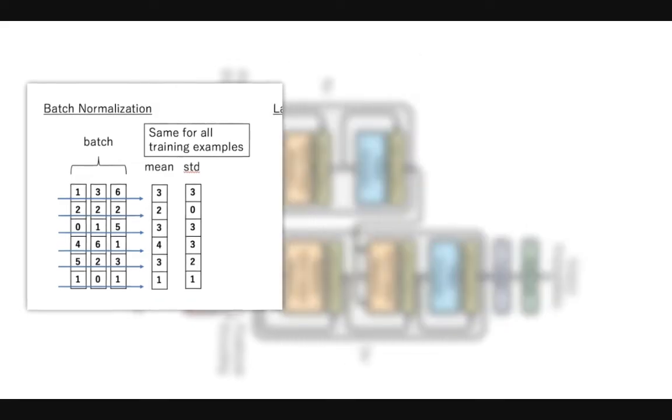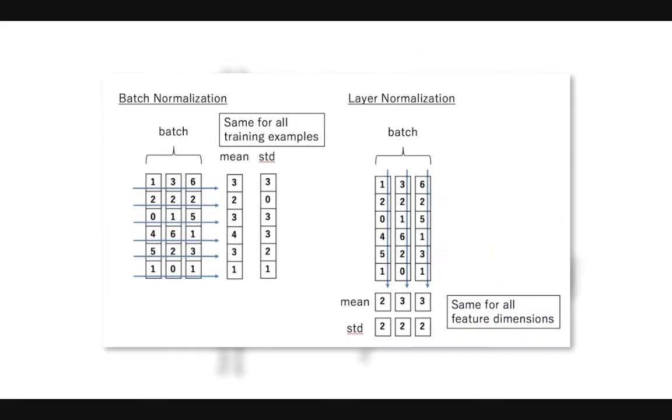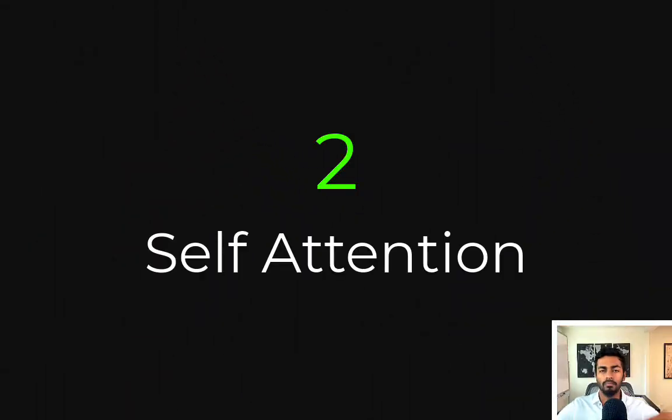But we can actually use something called layer normalization, making the normalization across each feature instead of each sample. It's better for stabilization. Now that we have a brief overview in mind, we can start delving into individual components of the transformer neural network. So let's start with the attention mechanism.